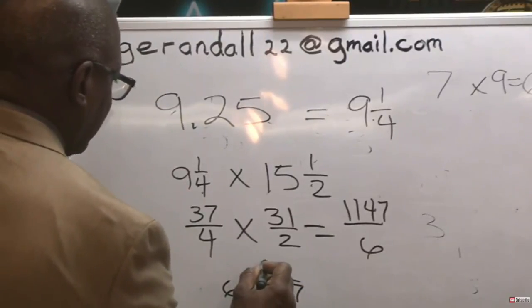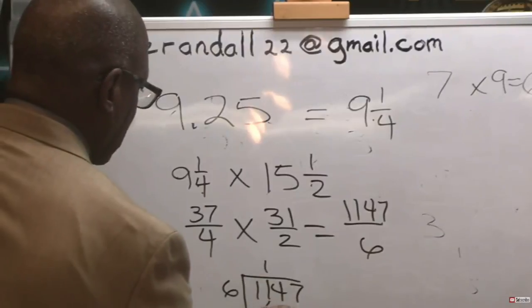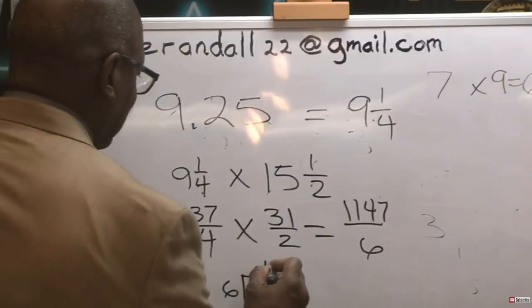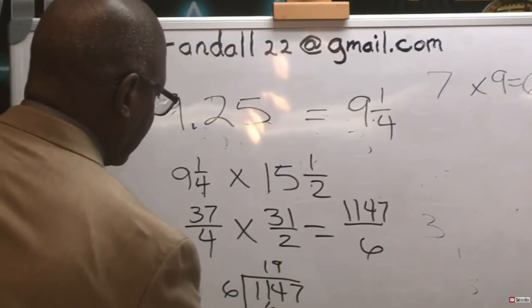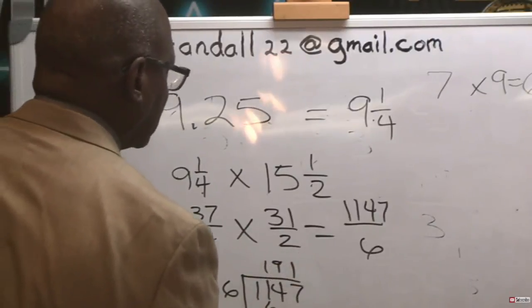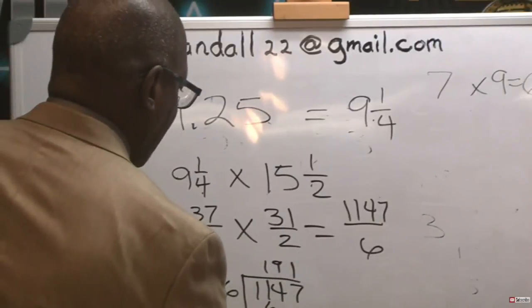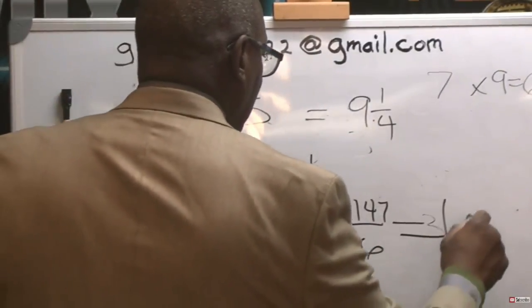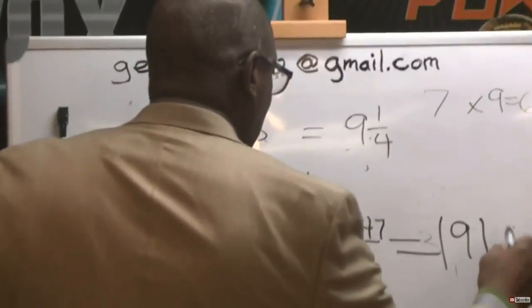Eight goes into 11 once. 8 goes into 34, 4. Bring down the 7. And your answer would be 191 1/6.